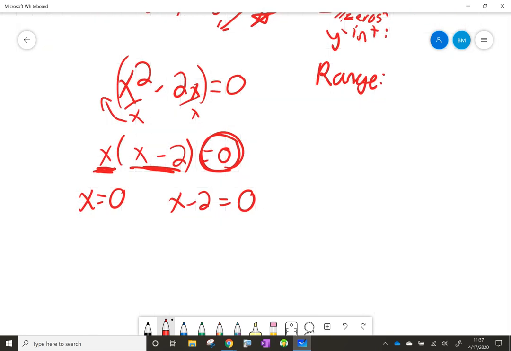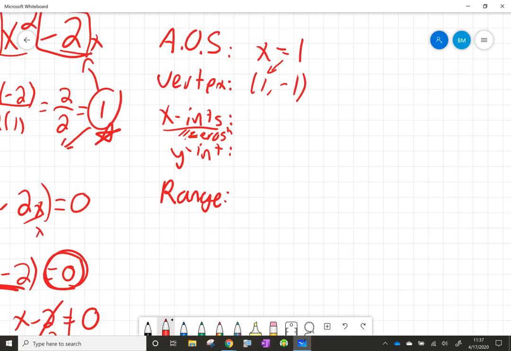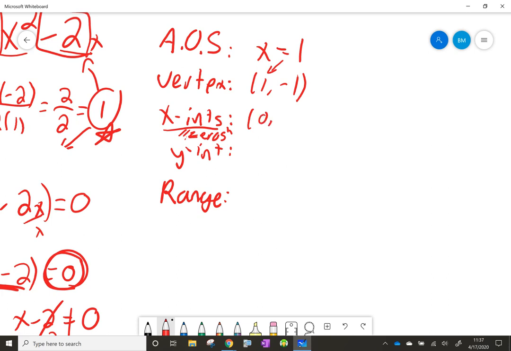So I've got 2 equations to solve. When I solve the first one, x equals 0, it's pretty much already done. X is equal to 0. But the second one, I would have to add the 2, and I'd solve that and end up with x equal to 2. So I've got 2 x-intercepts, one at 0 and one at 2. So essentially I would have (0, 0), and the other one would be (2, 0).